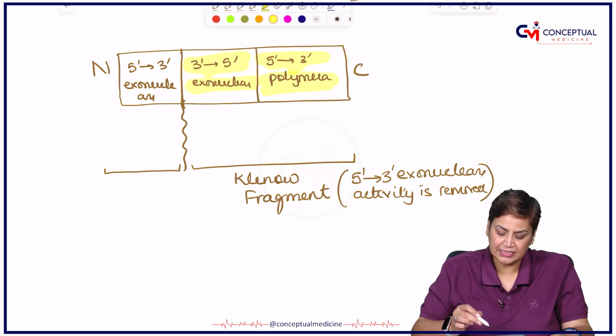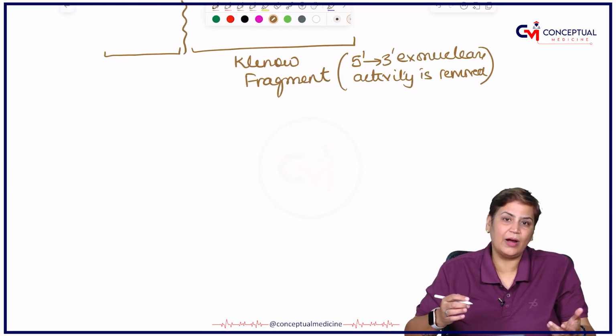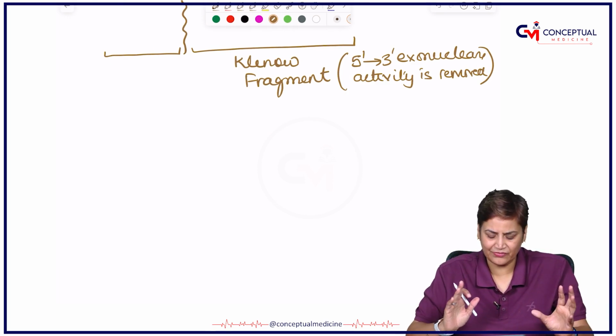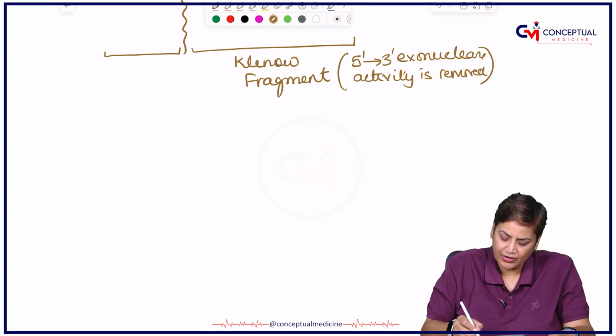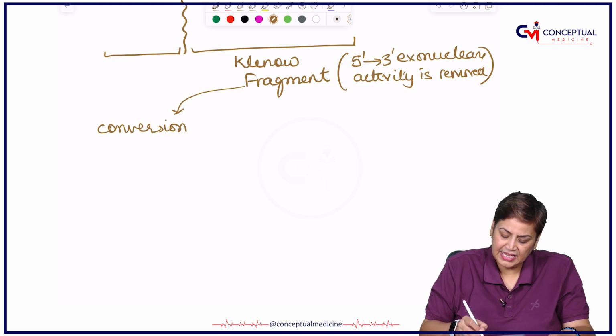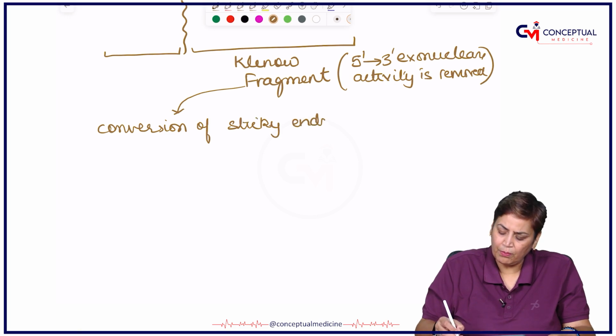Now the question is, what is its use? There are so many uses of this Klenow fragment. Here it is of no use, but yes, once it is cut, this Klenow fragment is required for conversion of sticky ends to blunt ends.